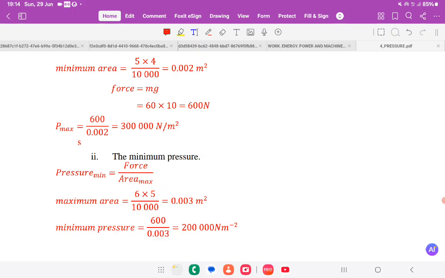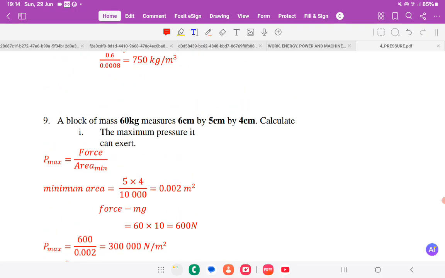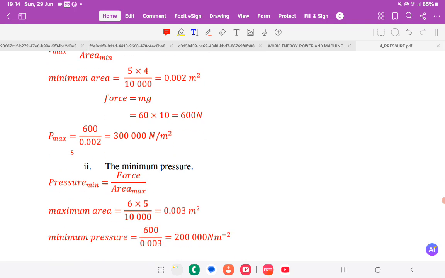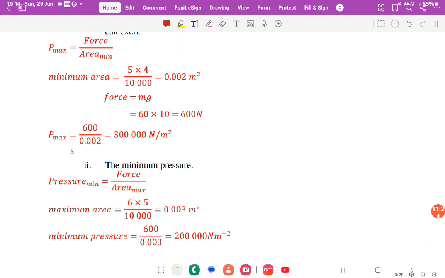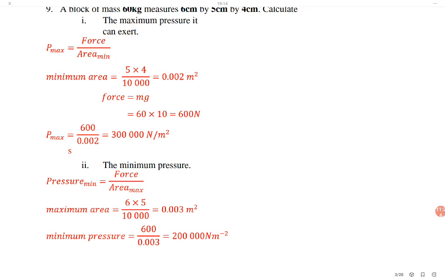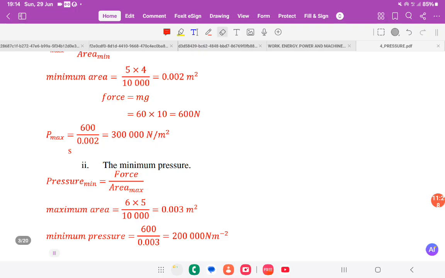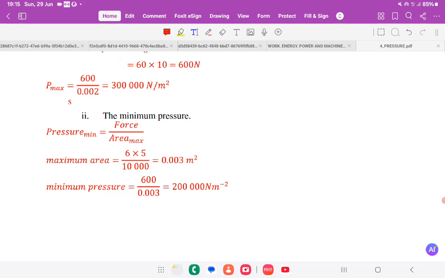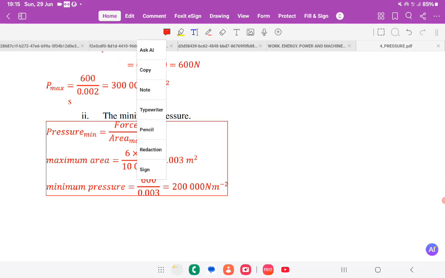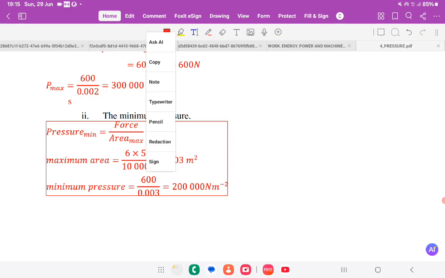How do you find the maximum area? Maximum area is going to be found by multiplying 6 by 5. So you multiply 6 centimeters by 5 centimeters, but don't forget to divide by 10,000 to change your area to square meters. Right, so then you go ahead to find pressure. So pressure is force divided by area.